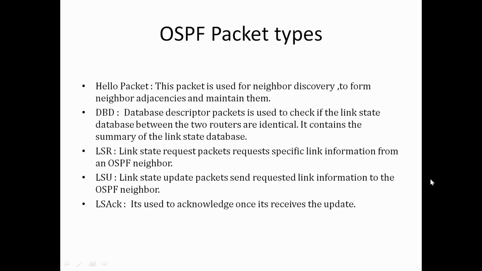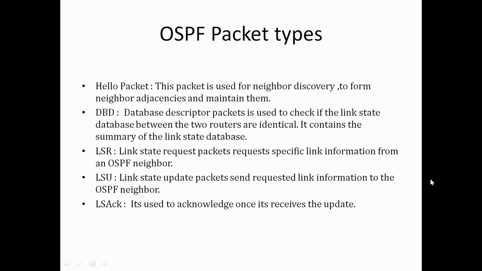OSPF packet types. We have 5 packet types in OSPF, and they are hello packet, DBD, which we call the database descriptor packet, LSR, link state request, LSU, link state update, and LSAck. Starting with the hello packet, this packet is used for neighbor discovery to form neighbor adjacencies and maintain them.